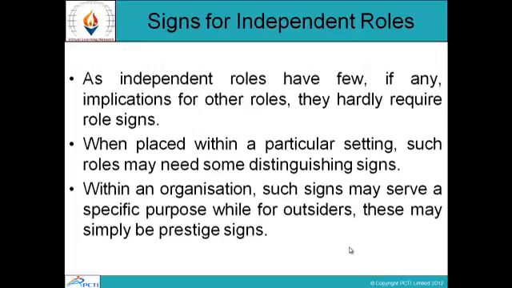Signs for independent roles. As independent roles have few, if any, implications for other roles, they hardly require role signs. When placed within a particular setting, such roles may need some distinguishing signs. Within an organization, such signs may serve a specific purpose, while for outsiders, these may simply be prestige signs.